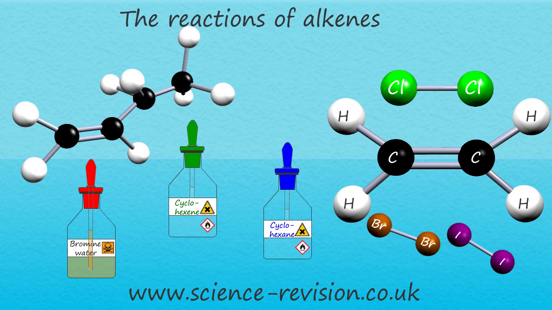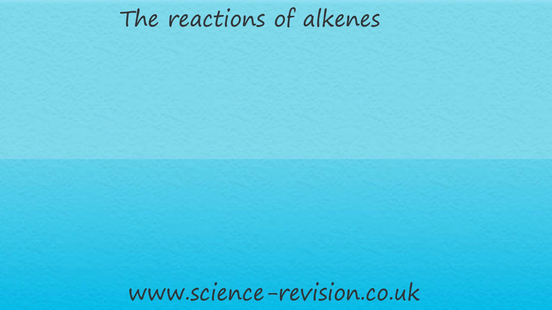Hi, in this video we're going to look at the reactions of alkenes, including hydrogenation, addition of the halogens, chlorine, bromine and iodine, testing for unsaturation using bromine water, and the hydration of alkenes using steam to form alcohols.